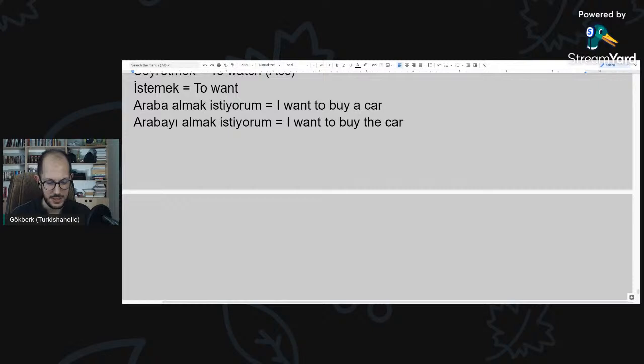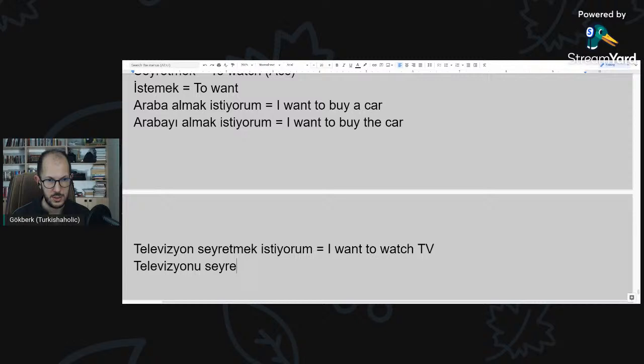So this is how the accusative case changes the sentence. So if you say, for example, televizyon seyretmek istiyorum, it means I want to watch TV. But if you say televizyonu seyretmek istiyorum, it becomes I want to watch the TV. So it's a specific TV. I'm pointing at the TV. I want to watch that. So that's how it is.